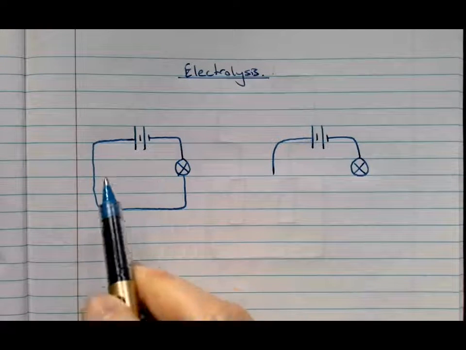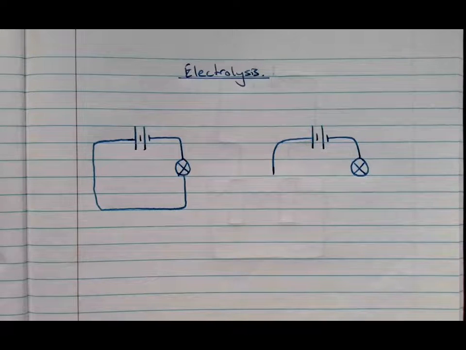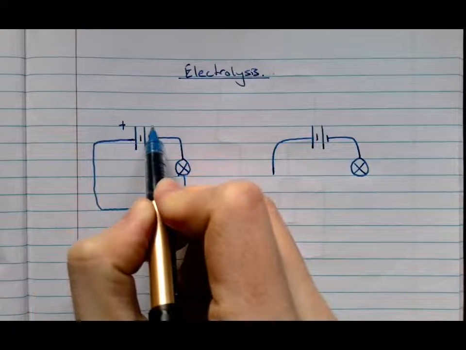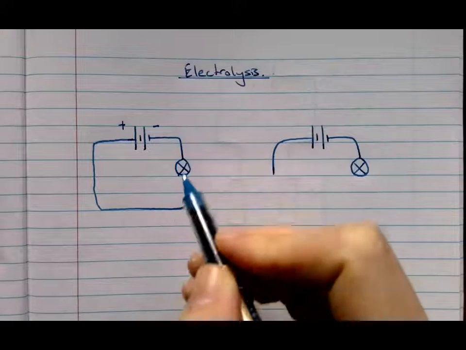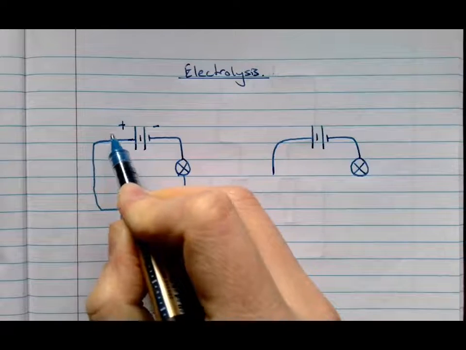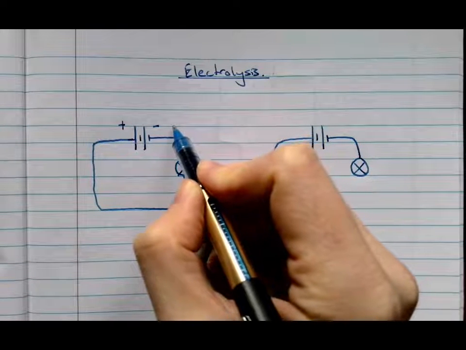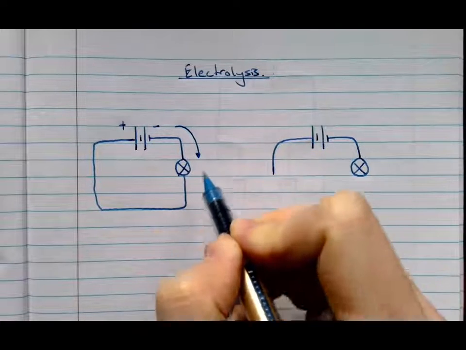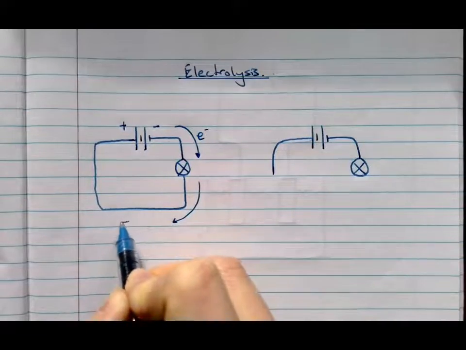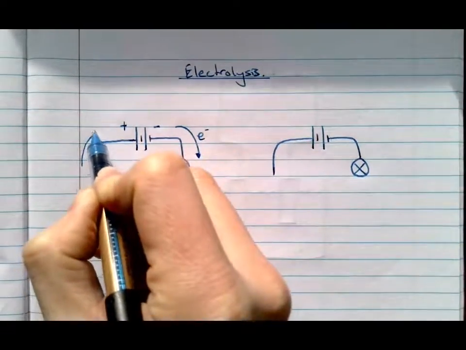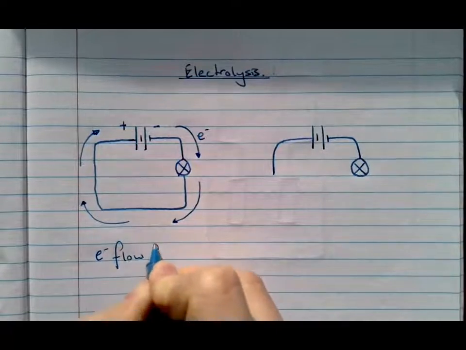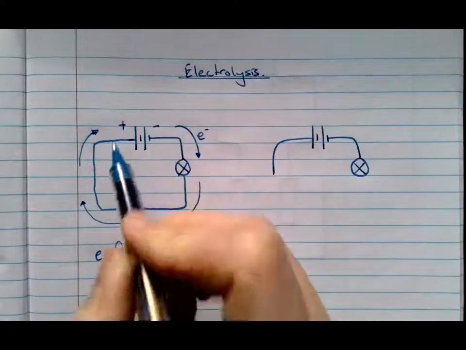So this is an electric circuit. Here I've got a battery and a bulb. This is the positive end of the battery and this is the negative end. Inside the wire there are electrons, all inside the wire. When the circuit's connected, current will flow around, and that is the flow of electrons. So there will be electrons flowing around the circuit like so. The electrons flow from the negative terminal to the positive terminal.